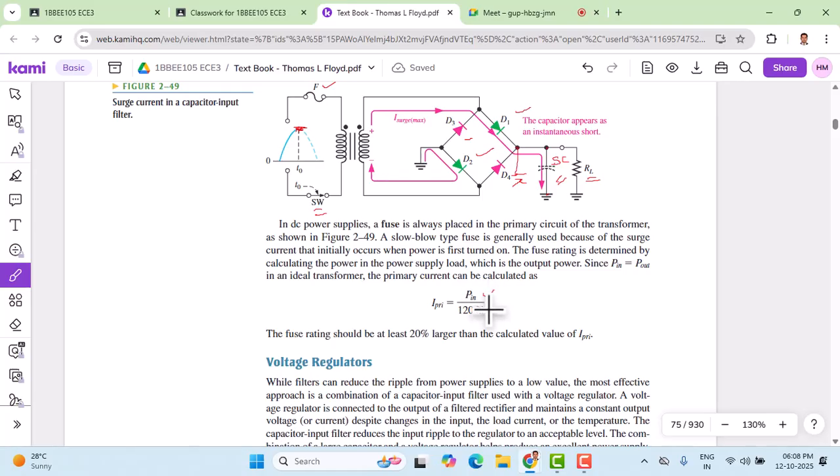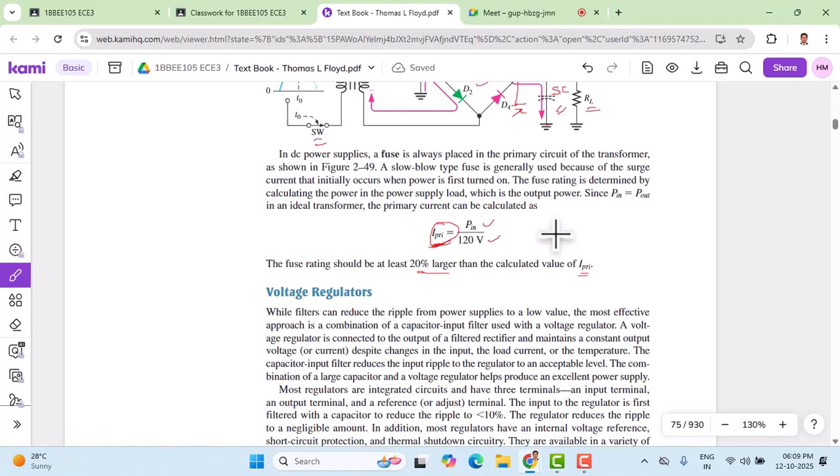The RMS AC voltage that is applied, and the input power applied, give you the current, and based on that we can decide the primary current. If I know the input power, I can calculate the primary current, and based on that I can choose the fuse here. It is always suggested to choose a fuse 20% larger than the primary current. The larger the fuse capacity we choose, the less the chance of losing this circuit. That's how the surge current propagates through the bridge rectifier circuit.